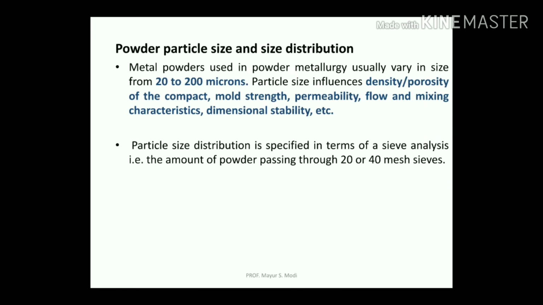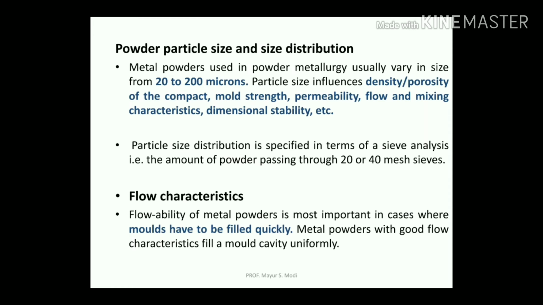Particle size distribution is specified in terms of sieve analysis. It means the amount of powder passing through the 20 or 40 mesh sieves. So it is the easiest method to separate out the different particle sizes of the powders.